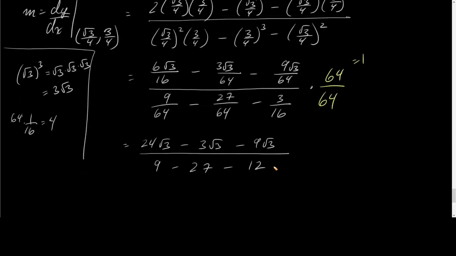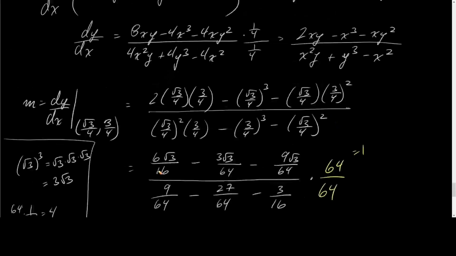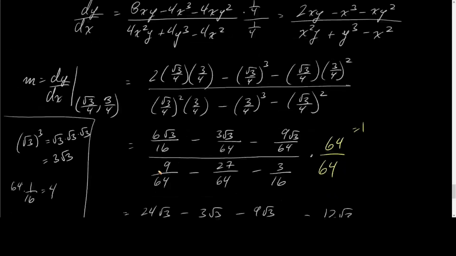All right. So now 24 radical 3 minus 3 radical 3 minus 9 radical 3, that's going to be 12 radical 3. On the bottom, 9, whoa, hold on. I just realized it's supposed to be a plus sign. Look at this.